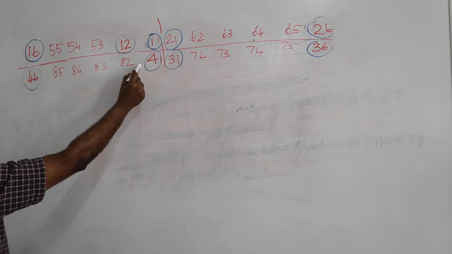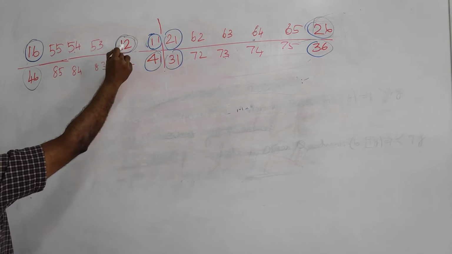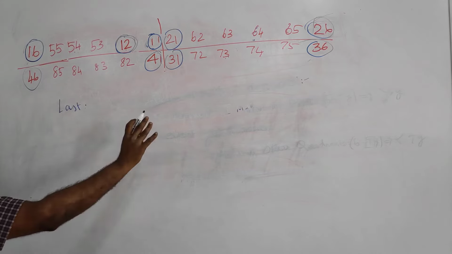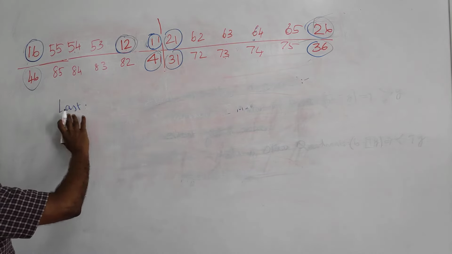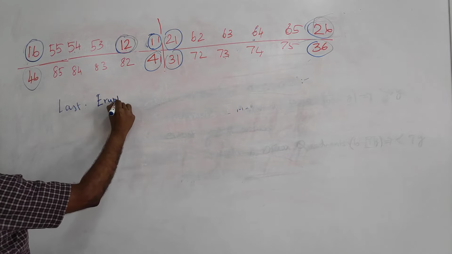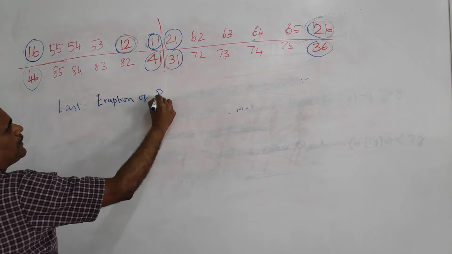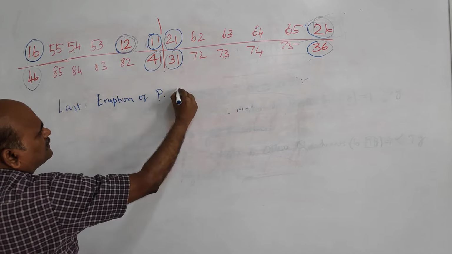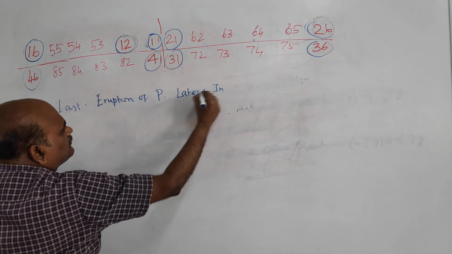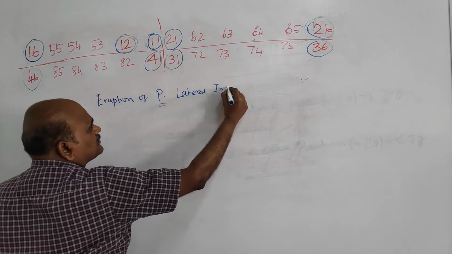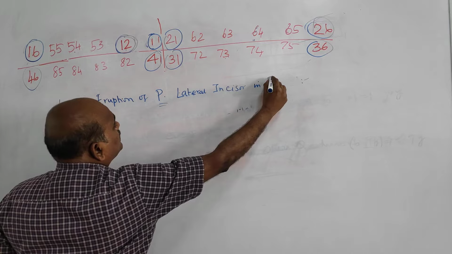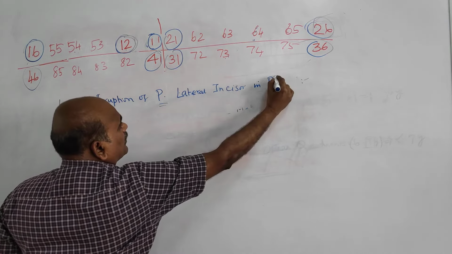What is the last dental event? What circle have we put lastly? That is the last dental event that has occurred. You have to write like that in the previous exercise: last dental event that has occurred is the eruption of permanent what? Lateral incisor. Permanent or temporary, you have to mention. Permanent lateral incisor. Which quadrant? It is the right upper quadrant.